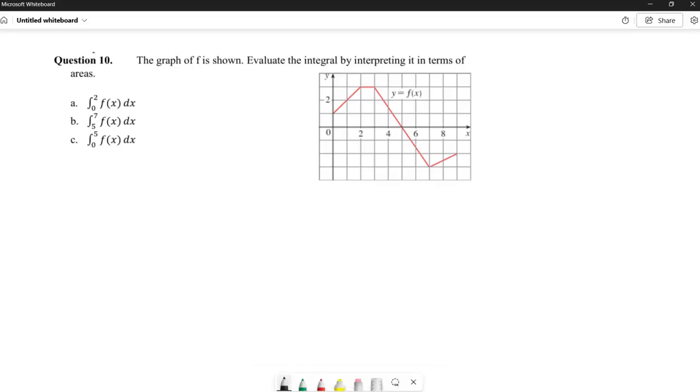Here we have a problem. The graph of a function is shown. This is f of x. The question is to evaluate the integral from 0 to 2 of f of x dx.